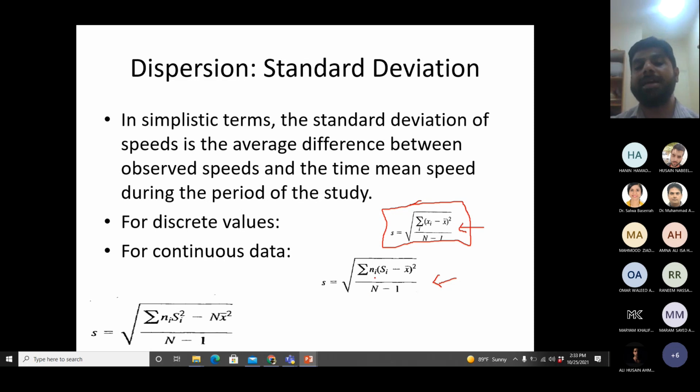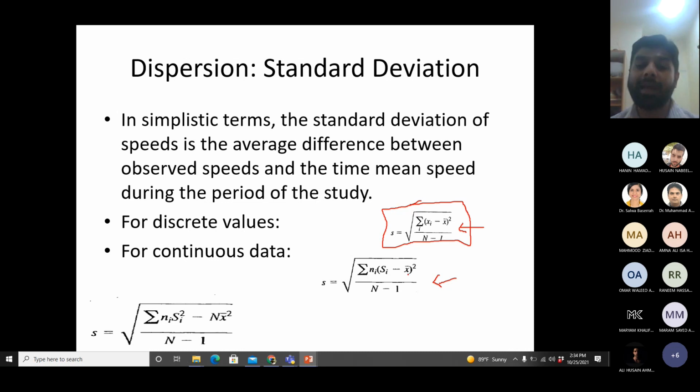Now keep in mind, small n and capital S have a different value for every group. The number of values in each group and the middle speed of the group is different for each group. X bar is for the whole data set, so for one data set, x bar will be constant. Same thing with capital N. Capital N cannot change from one group to another group. This is the total number of values.